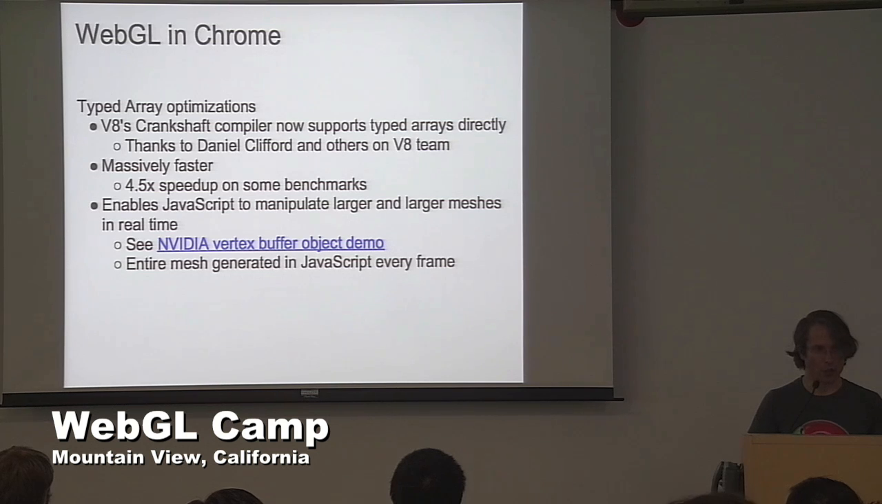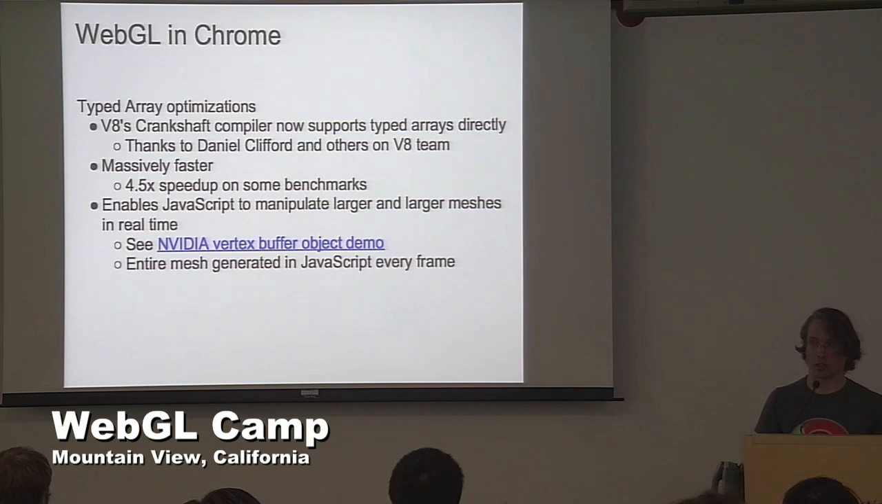And finally, there are some awesome typed array optimizations that have been showing up in Chrome 12, 13, and will be showing up more in 14. The new Crankshaft compiler for the V8 virtual machine now directly supports typed arrays. Before, they were handled using handwritten assembly code; now the compiler actually understands their semantics. This is thanks to Daniel Clifford and many others on the V8 team. This is awesome because it's a lot faster.